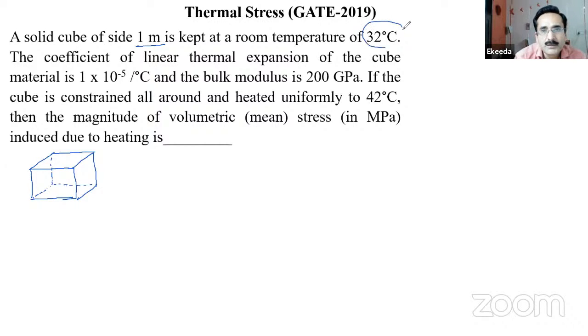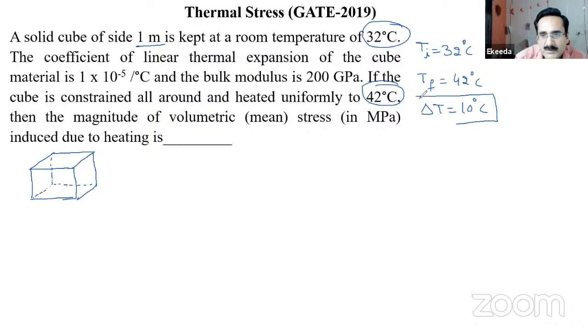Room temperature is 32 degrees centigrade, which means the initial temperature is given. Final temperature is given as 42 degrees centigrade. So what is the rise in temperature? Rise in temperature is 10 degrees centigrade, right?